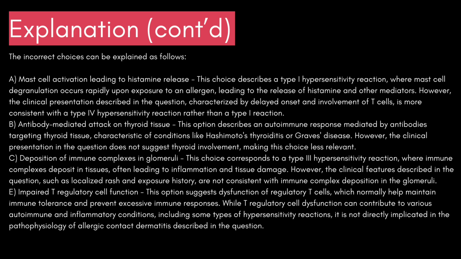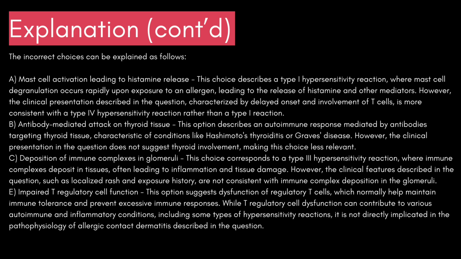B, antibody-mediated attack on thyroid tissue. This option describes an autoimmune response mediated by antibodies targeting thyroid tissue, characteristic of conditions like Hashimoto's thyroiditis or Graves' disease. However, the clinical presentation in the question does not suggest thyroid involvement, making this choice less relevant. C, deposition of immune complexes in glomeruli. This choice corresponds to a type 3 hypersensitivity reaction, where immune complexes deposit in tissues, often leading to inflammation and tissue damage. However, the clinical features described in the question, such as localized rash and exposure history, are not consistent with immune complex deposition in the glomeruli.